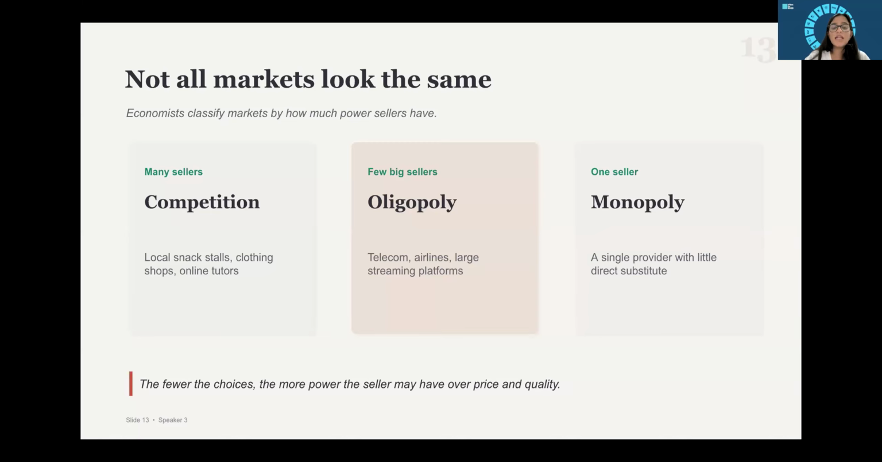For example, in highly competitive markets like your local snack stall, clothing shops, and online tutors, you have so many options. That's why it is a very competitive market. And in oligopoly, there are telecoms, airlines, and large streaming platforms. While there are options, there aren't as many to make it a very competitive market. And in a monopoly, there is just a single provider of a good or service, and they are catering to the entire audience. For example, the government acts as a monopoly for many things, such as railway services. In our country, all trains and railway services are provided just by the government, making it a government monopoly.